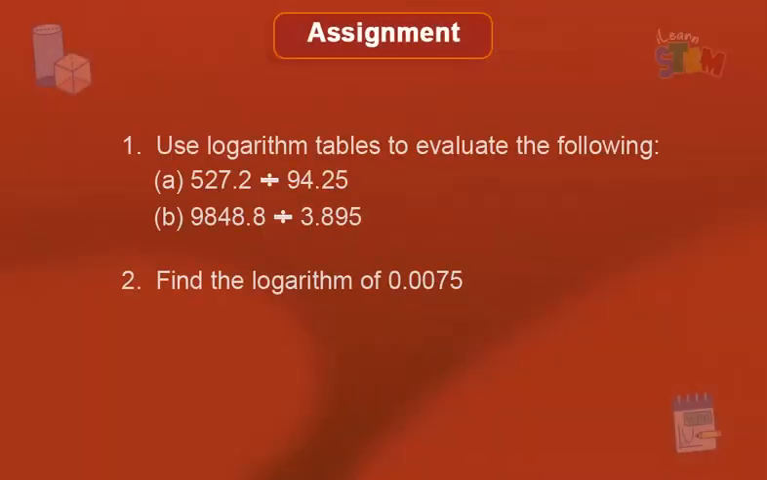Assignment. Write down the following assignment and try solving them yourself. Take it one step at a time. Remember, each attempt is a step forward.